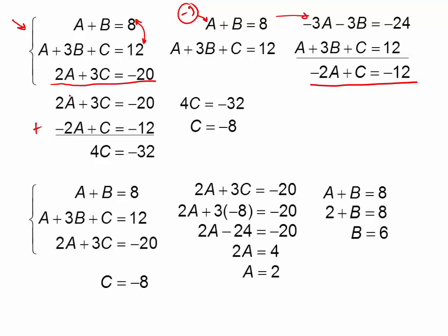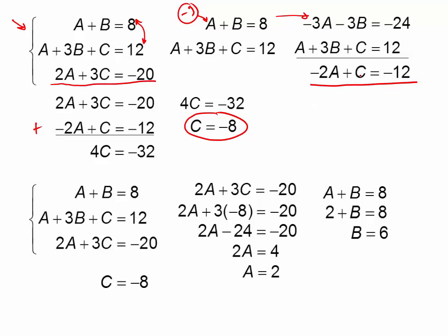2a minus 2a is gone, and then 3c plus c is 4c, equals negative 32. Divide both sides by 4, and I get my first value. c is negative 8. Now all I have to do is take that negative 8 and substitute it up here for c or over here for c. It won't matter. I'll get the same answer.